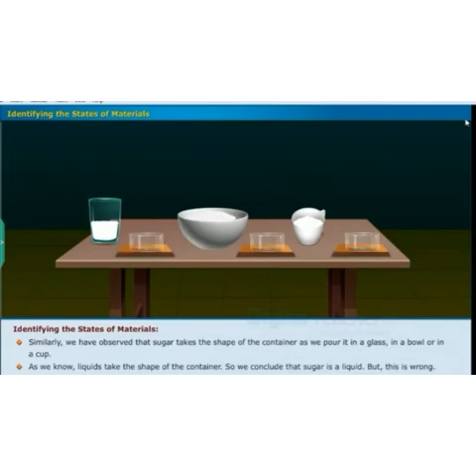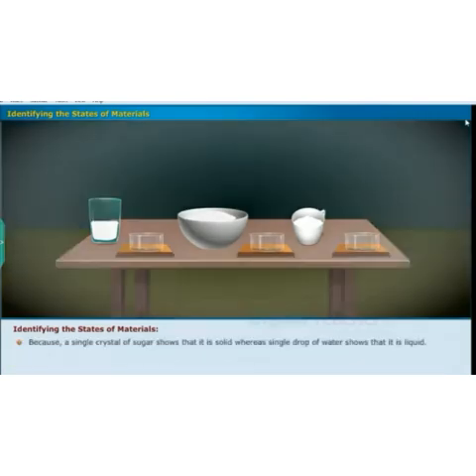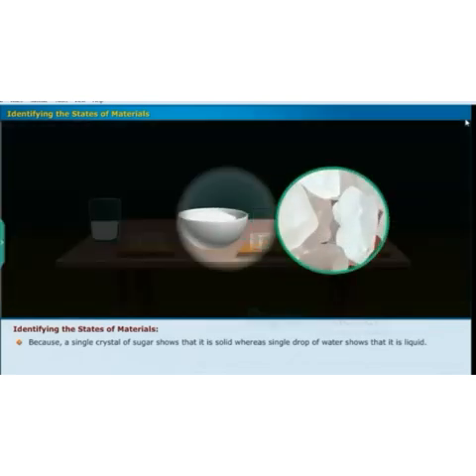But students, this is wrong. Why is it wrong? Because a single crystal of sugar shows that it is solid, whereas a single drop of water shows that it is liquid. Hence, we can conclude that sugar is a solid.